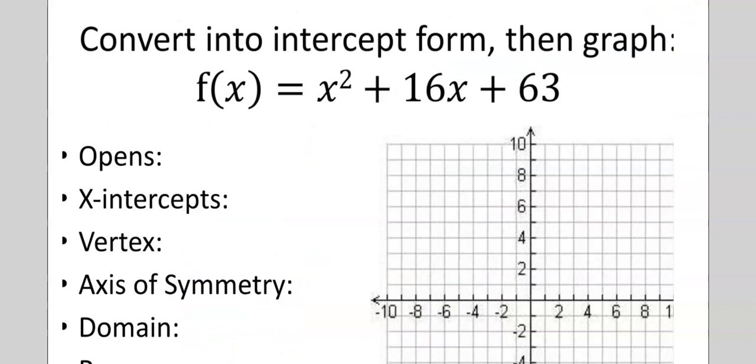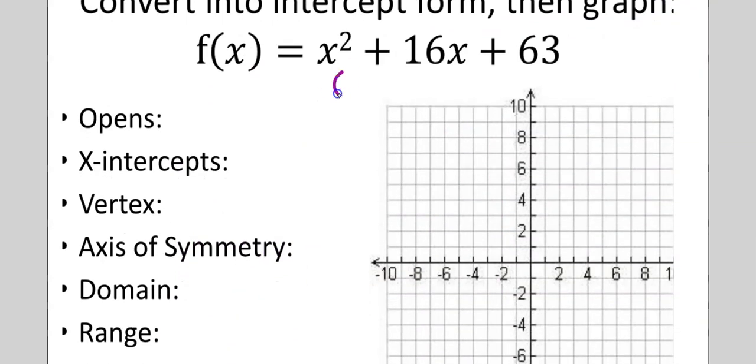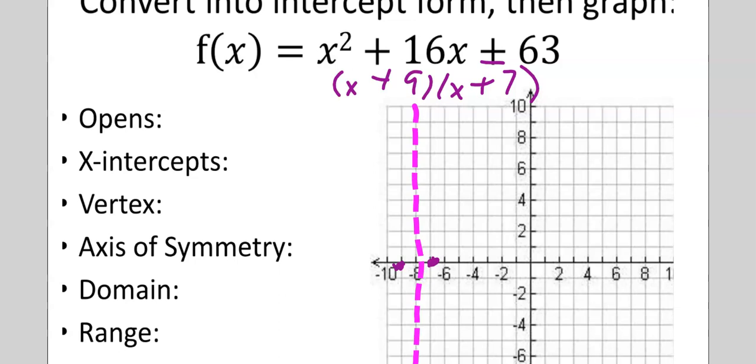Okay, convert into intercept form. In other words, we need to factor this. So I need two numbers that multiply to give me 63, that add to 16. Well, that's 9 and 7, both positive. Now, when I set those both equal to 0, I'm going to get negative 9 and negative 7. And I think you can tell without doing any math where the axis of symmetry is going to be. It's going to be at negative 8, right in between. Okay? A very thin parabola.